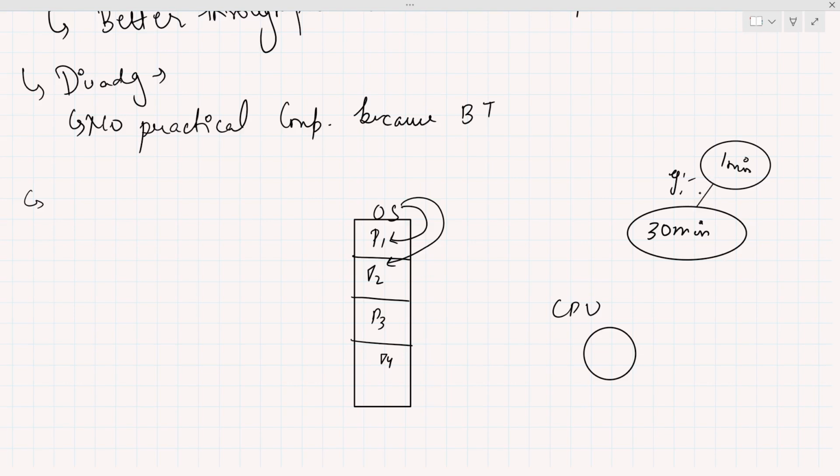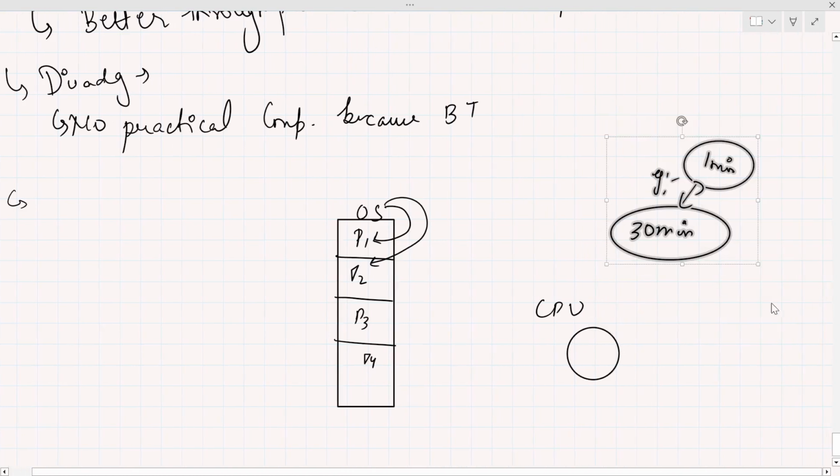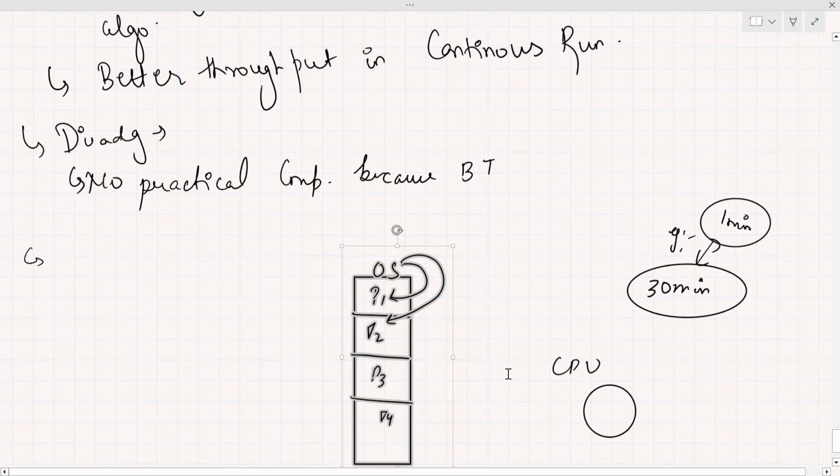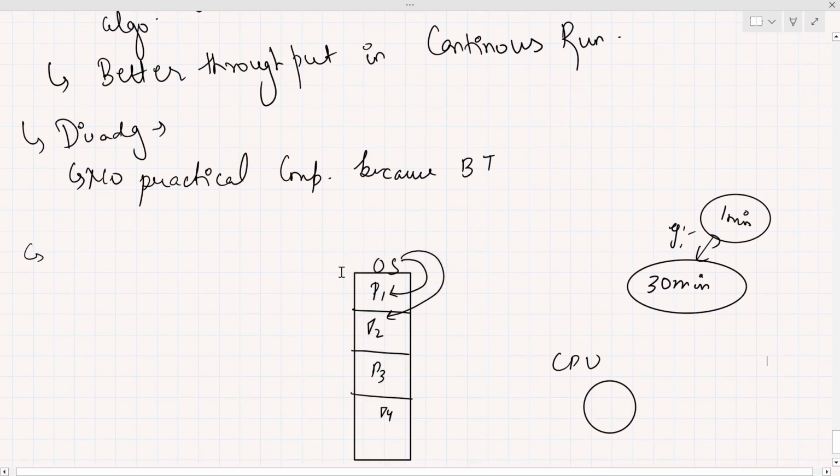So how does the operating system find out the burst time of this particular process? It cannot, because it depends on you and you are continuously changing it. So definitely the operating system cannot understand this. That's why there is no practical implementation, because the operating system does not know about the burst time. That's why this algorithm is not in practical use.